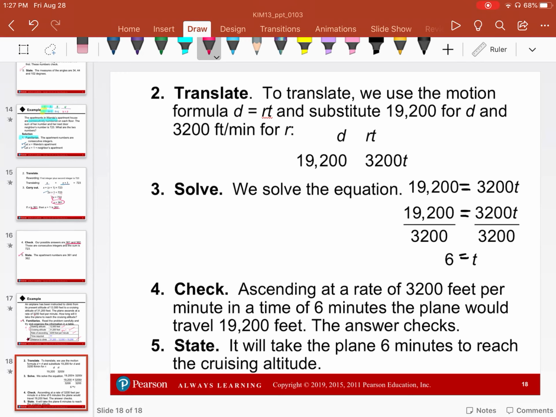All right. So to translate, we use the motion formula, distance equals rate times time. So let's substitute 19,200 for D and 3,200 feet per minute for R. So we have D is equal to R times T. All right, so we have to just simply solve for T. So we have to divide by 3,200. And we get that our answer is T equals 6. So our answer is it will take the plane 6 minutes to reach cruising altitude. All right, that's it for section 1.3.